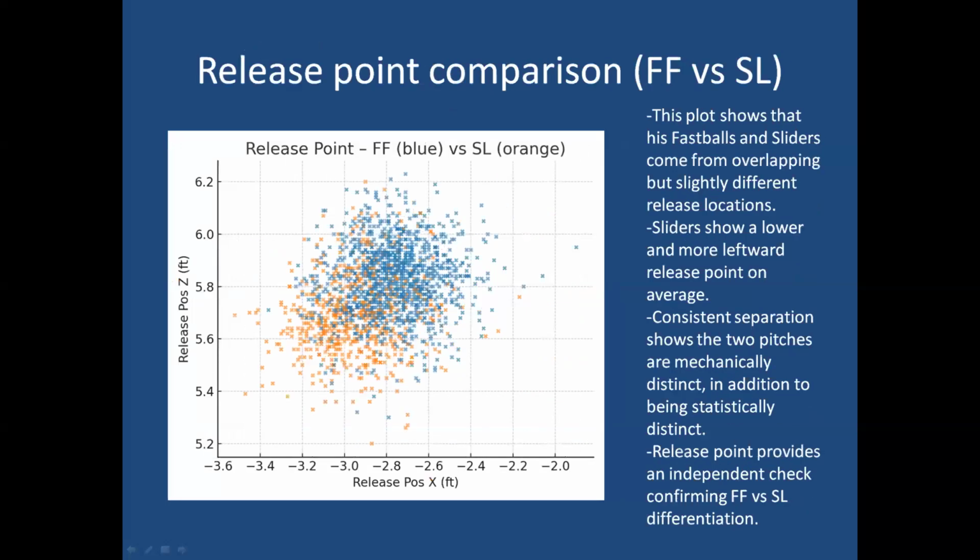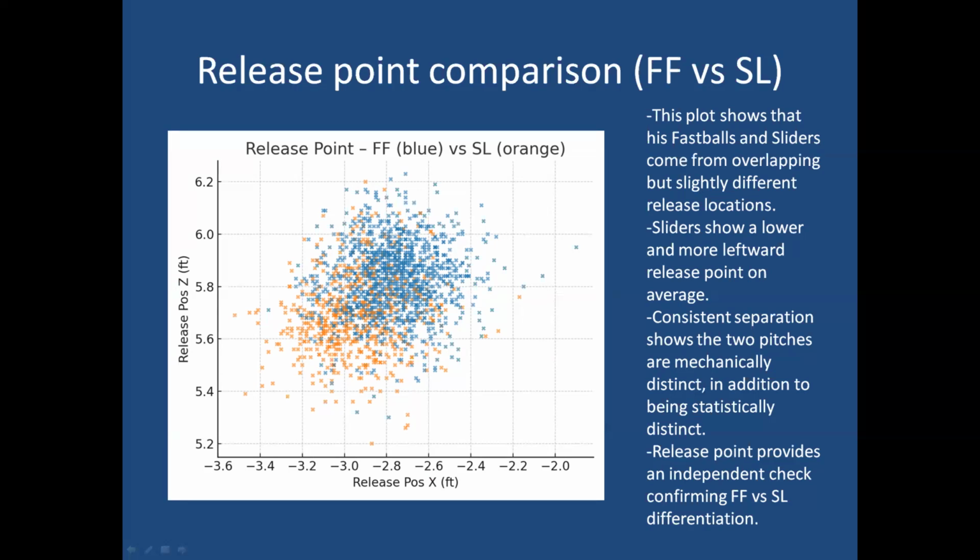And then for a release point comparison, fastballs and sliders come from slightly different release points. Generally, you want all of your pitches to come from about the same release point to try to confuse the hitter. Luis Heel only throws basically three pitches, a changeup sometimes, but mostly fastball and slider, which is actually an anomaly for most starters. You generally want to have 3 to 4 pitches to keep the hitters off balance.